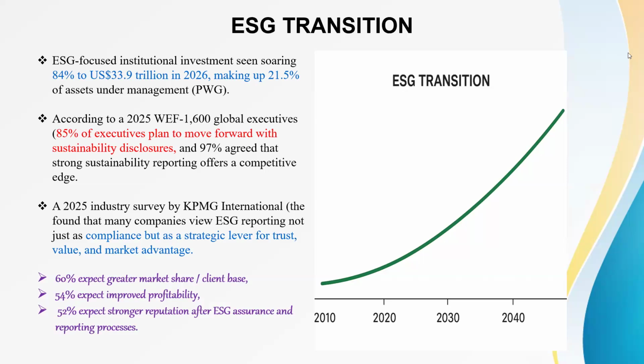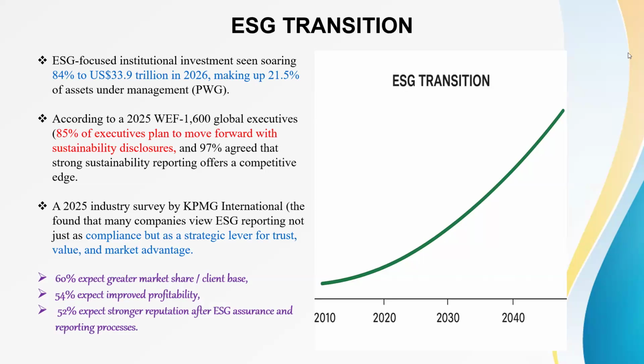That is the report of the organizations, policies of NGOs, companies. When they met in 2025, that was their report, that investment companies or institutions, it has risen, and in 2026, they will be at 84%. According to the World Economic Forum, 1,600 global executives say 85% of executive plans move forward with sustainability disclosures. And 97% agree that strong sustainability reporting offers a competitive edge.